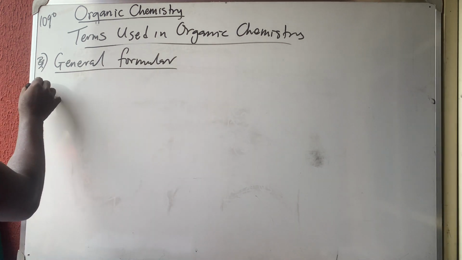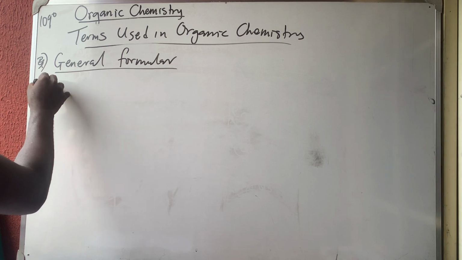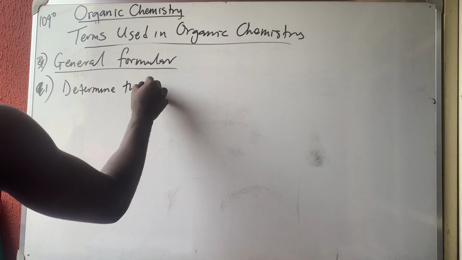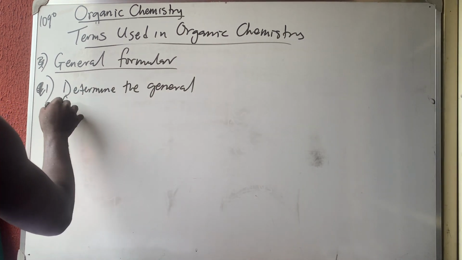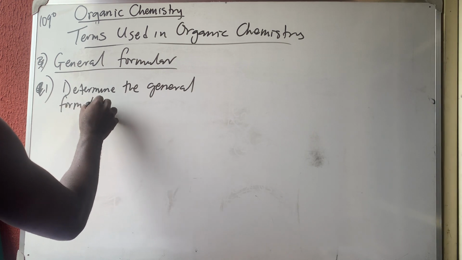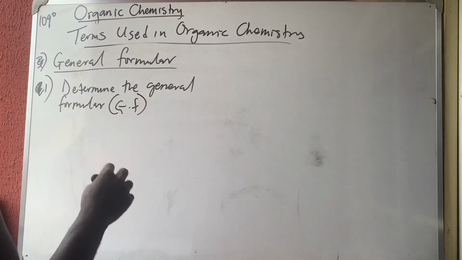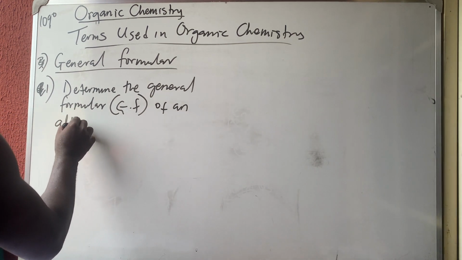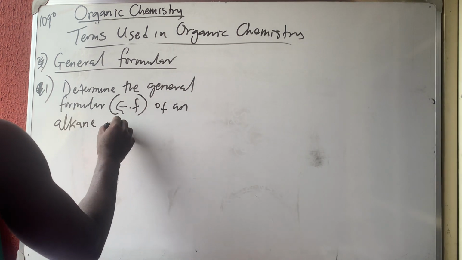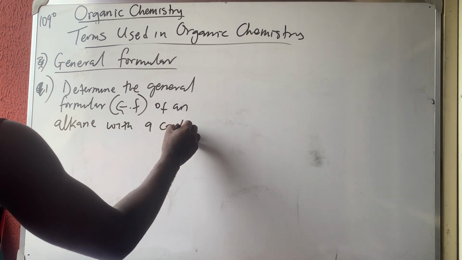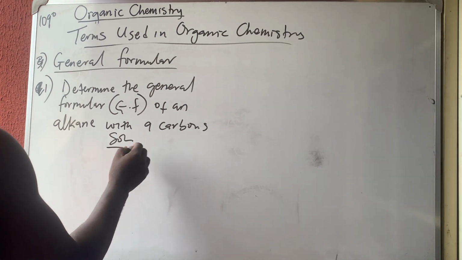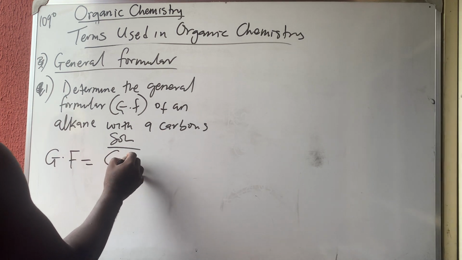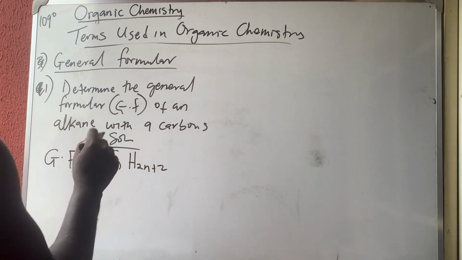Okay, so let's solve some calculations. Question number one said: determine the general formula, let me call it GF, of an alkane with 9 carbons. Solution. We need to know that the general formula for alkane normally is CnH2n plus 2. Please, you need to know that.